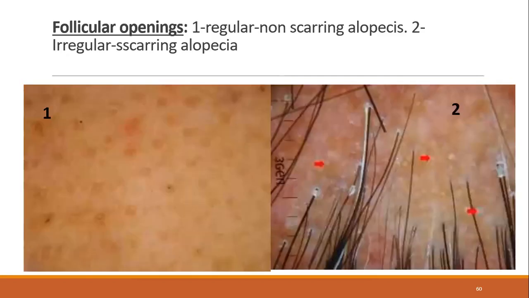First, the follicular openings. In number 1, you can see regular follicular openings in non-scarring alopecia. In number 2, there are irregular follicular openings. You can see the loss of follicular openings here, and this is scarring alopecia.